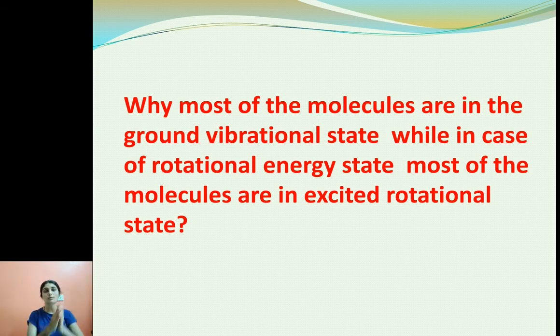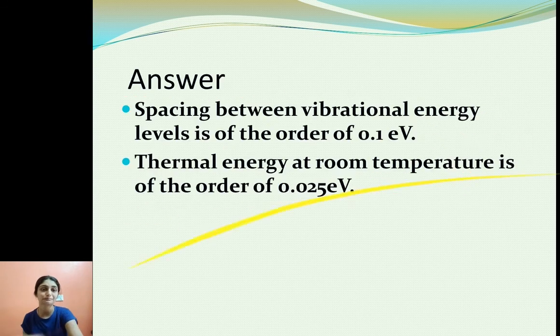But when we talk about the vibrational state, for a transition from the ground vibrational state to an excited state, we need energy of the order of 0.1 electron volt. At room temperature, the energy available is 0.025 electron volt. That is why in the case of the vibrational state, most of the molecules are in the ground state. But in the case of the rotational state, most of the molecules are in the excited state.